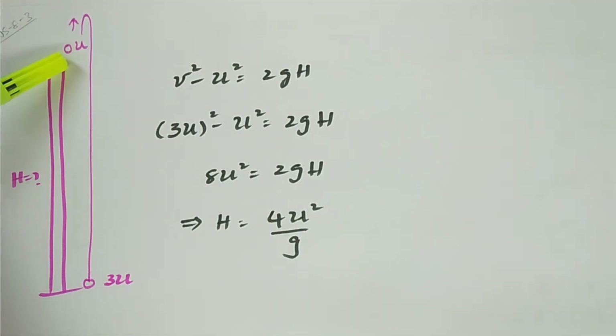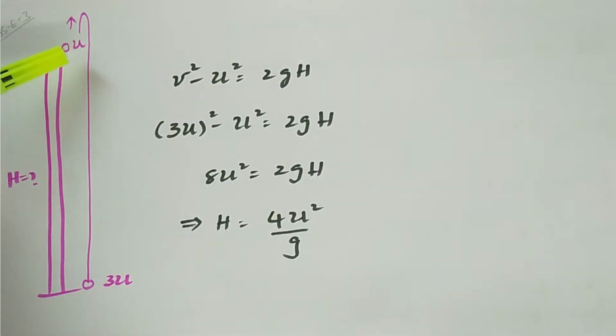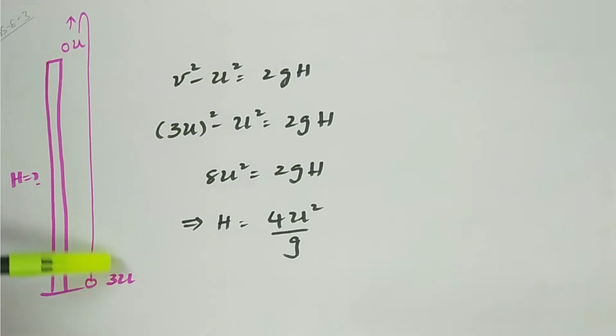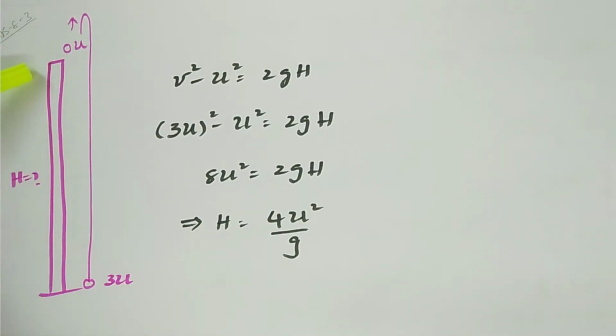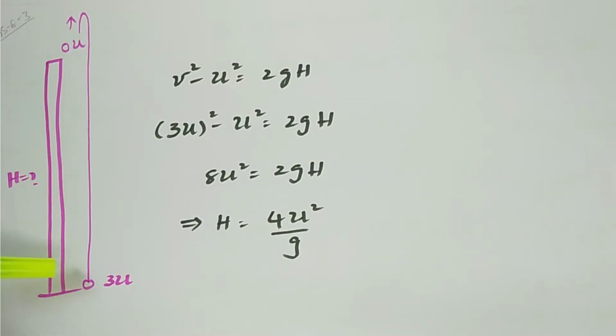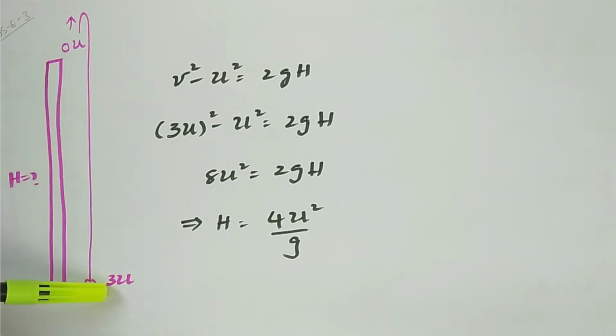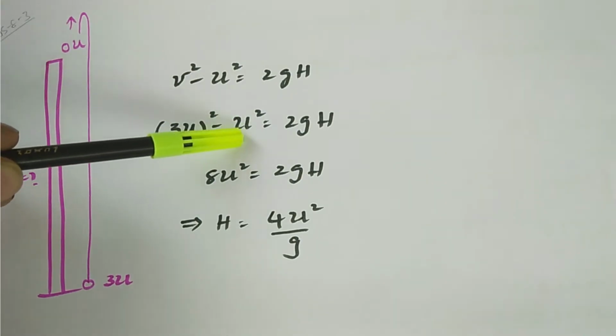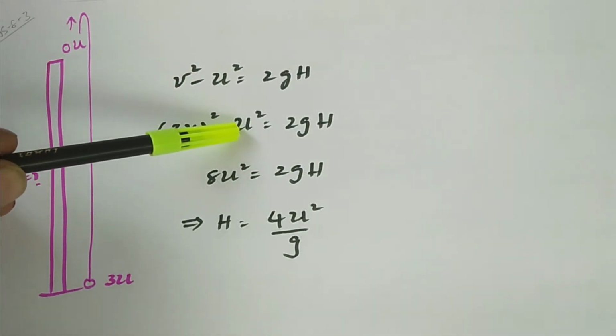See, here the object is thrown vertically upwards, the displacement is downwards, and the final velocity is also downwards. So if upward is taken as negative, downward is taken as positive, this 3u is positive, u is negative, so minus u whole square means again it becomes plus u square only. That's why here there is no problem with the negative sign.